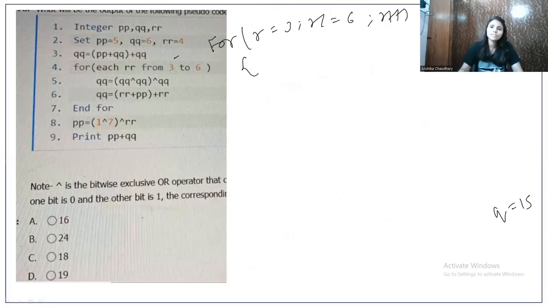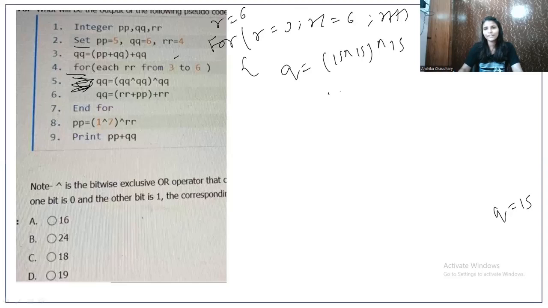Okay, so the updated value of R will become 5 to 6. So R is now 6 and it will check 6 is less than equal to 6. So condition is true. We will come again into the for loop here, and Q will be updated to Q XOR Q, that means 15 XOR 15 XOR 15, so it will return as 0 XOR 15, so it will return as 15 only.